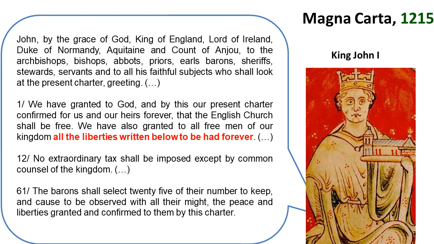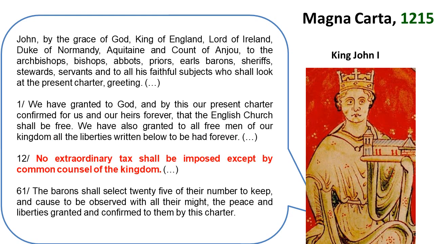So Magna Carta was essentially a definition, a declaration of some rights that the subjects of the King of England had. And two of these rights are particularly interesting as starting points for the building of the British political system. Article number 12, which says, no extraordinary tax shall be imposed except by common council of the kingdom. So that is a very, very important line, because it was mostly what the lords living in England were worried about. It was the taxes that the king could demand and put on them.